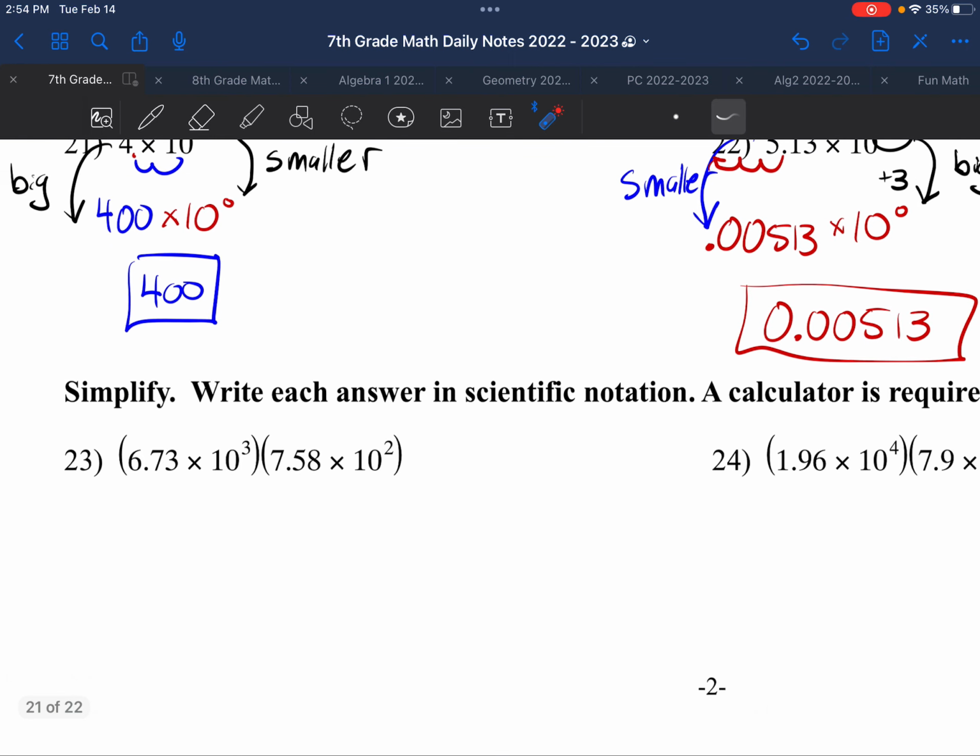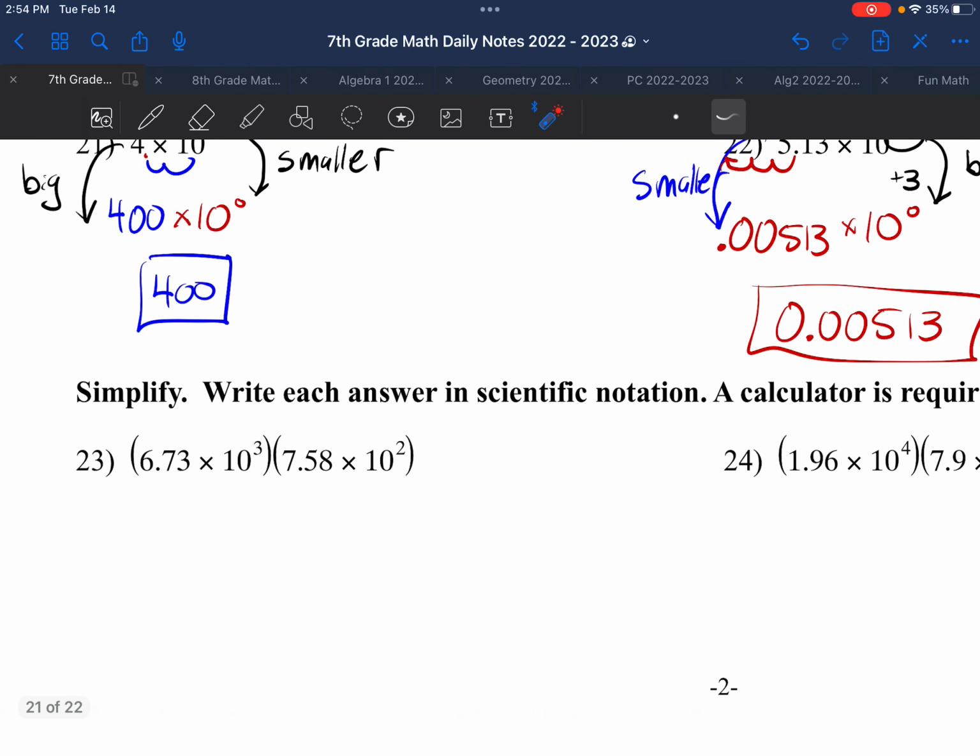All right. Last 2 questions, we're almost there. The first thing that I see, common base. I'm going to go ahead and add those powers together because we're multiplying their bases. So again, there is no symbol here, so you assume it's multiplication. I can add 3 plus 2 to get 10 to the power of 5.